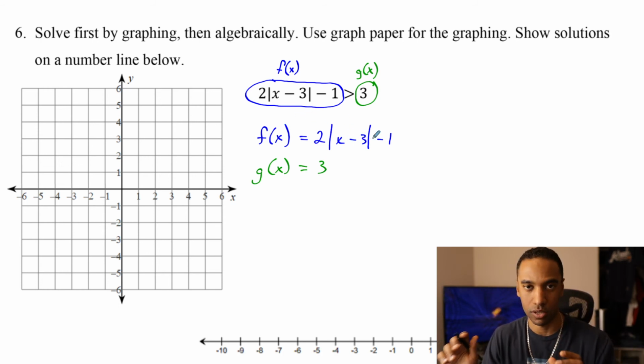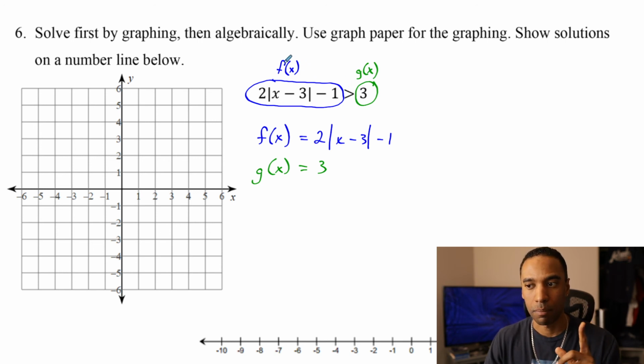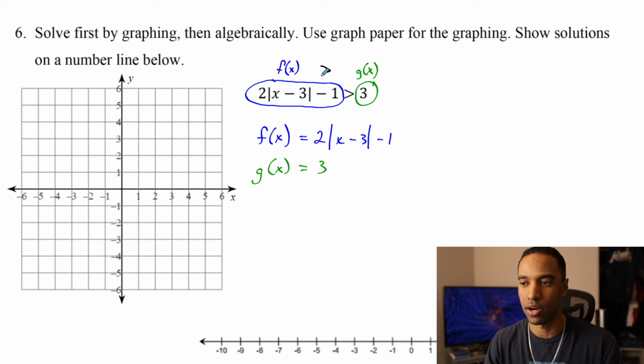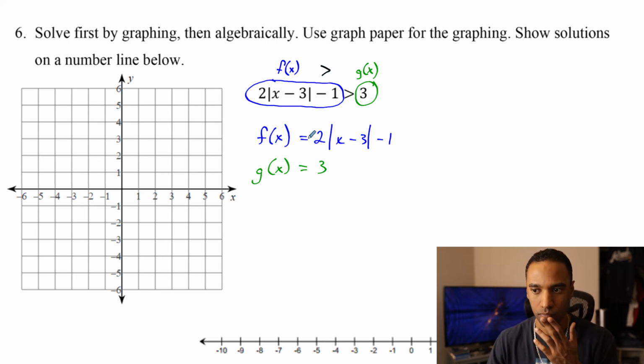Okay, we're going to graph these lines here to begin with. And then we're going to compare f of x to g of x. We're going to figure out when is f of x greater than g of x. And we'll talk about that when we get to it. But first, let's graph these.